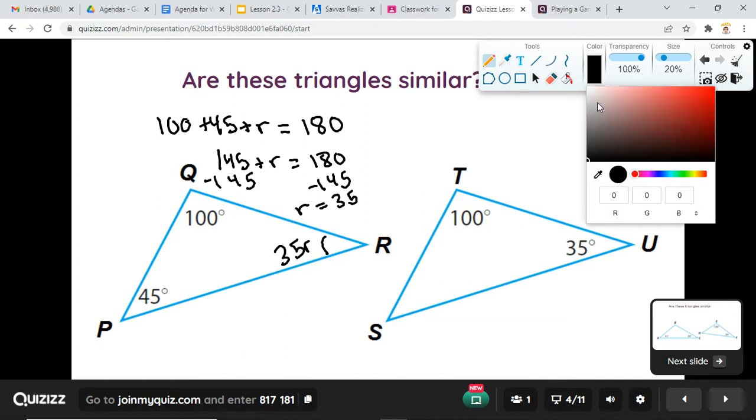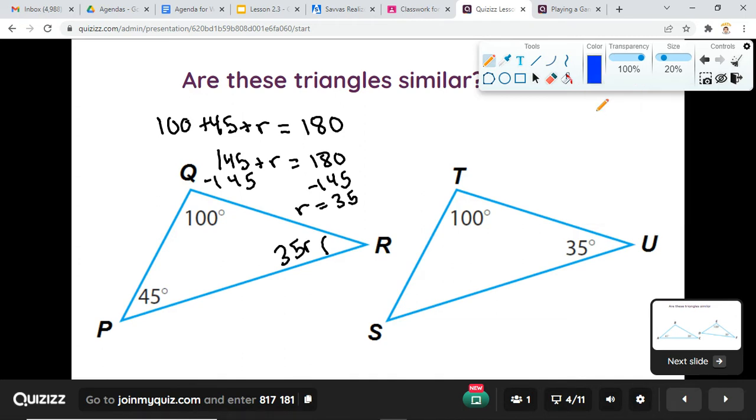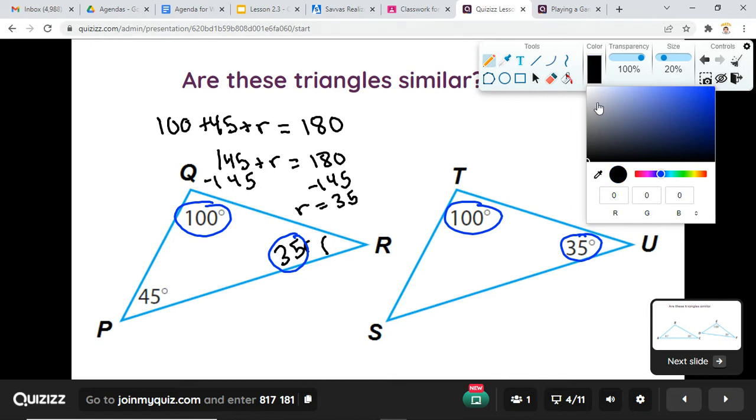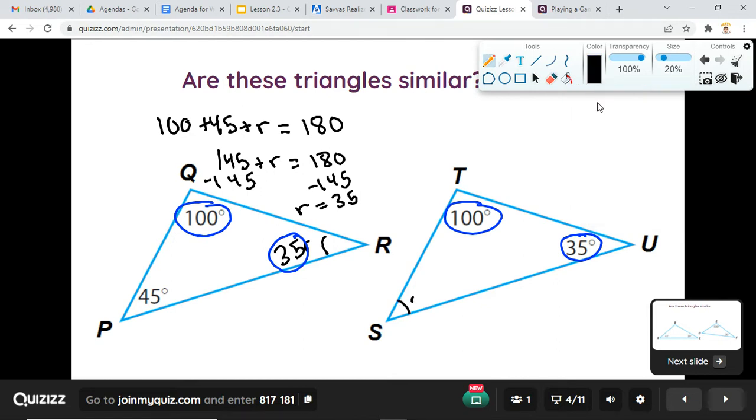So at this point, we could stop because we do have two angles in common. I have angle Q, which is 100 degrees, and angle T is also 100 degrees. And then I have angle R, which is 35 degrees, and angle U is also 35 degrees. Now, if you want to be really diligent here, we could find out what angle S is. To find angle S, we could do the same thing we did on the left.